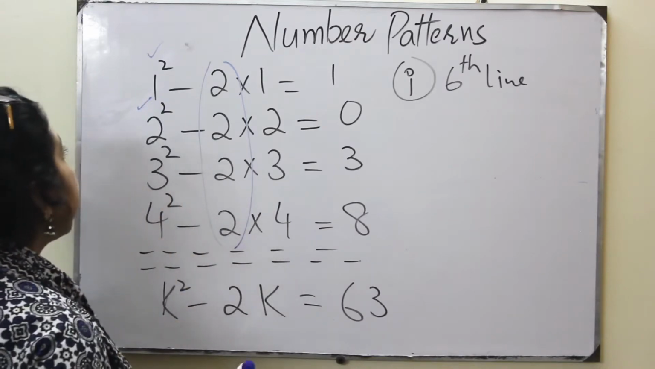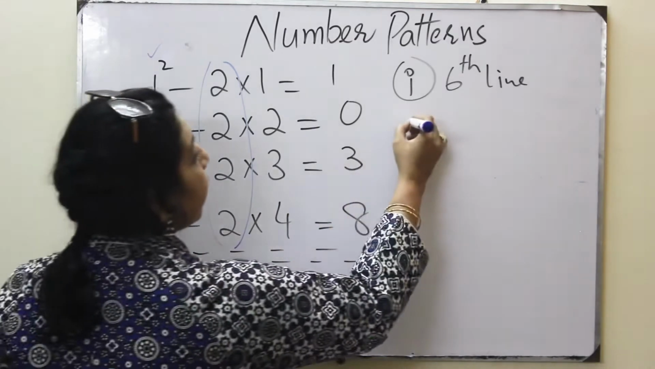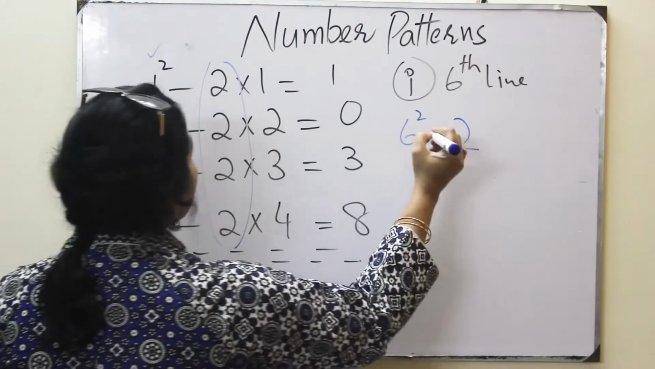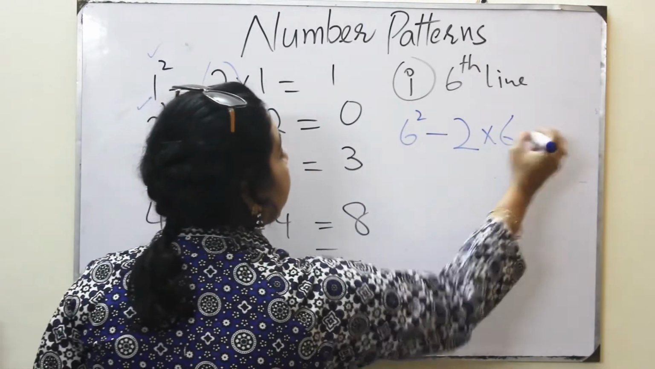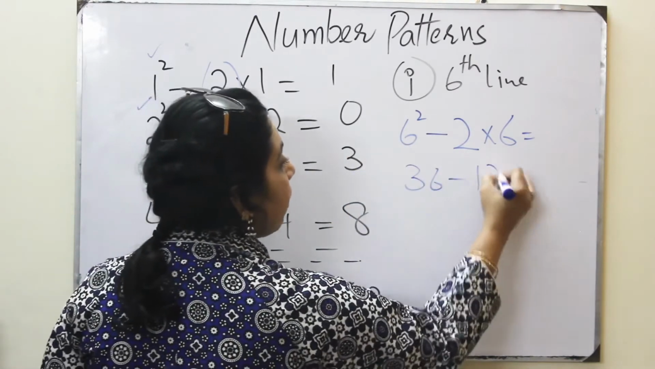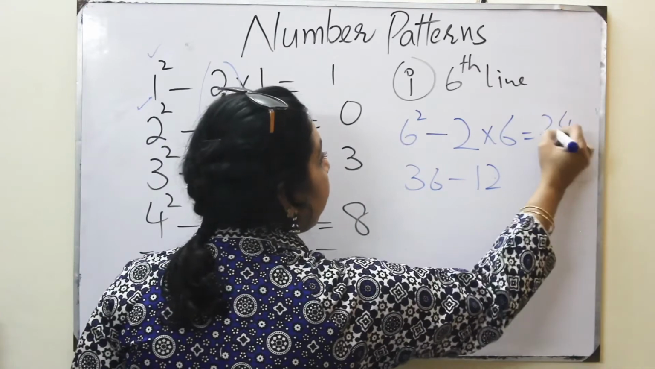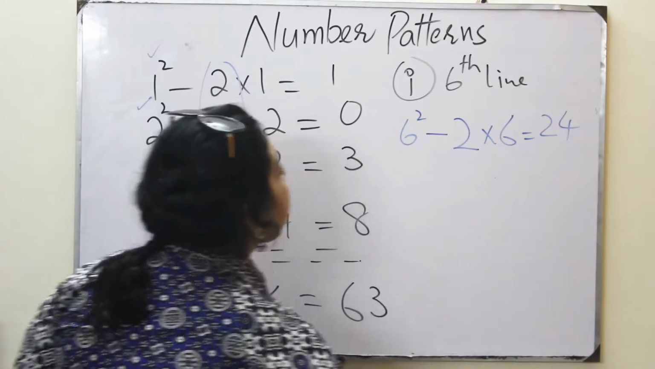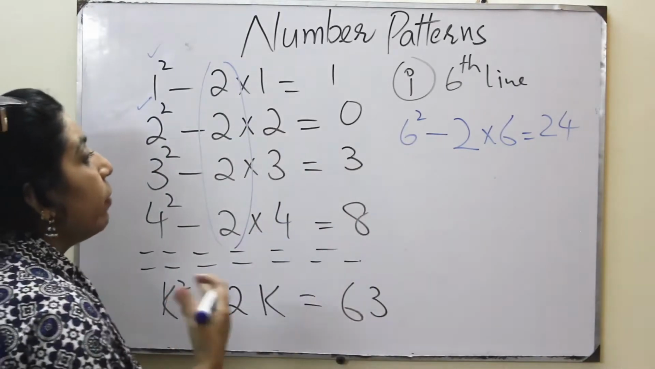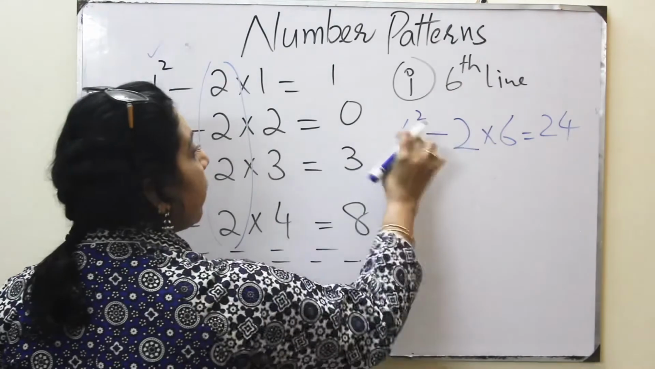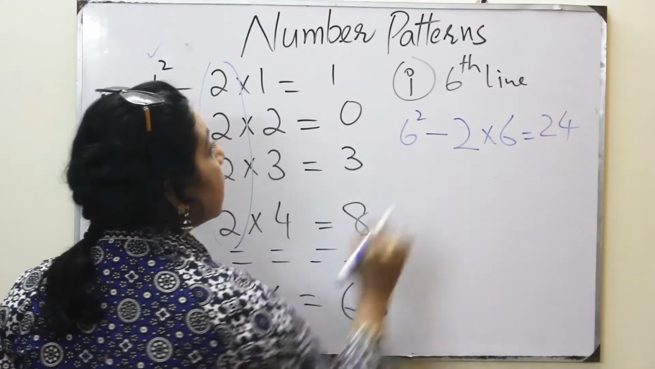So when we take the sixth line, we shall definitely start with 6 square and subtract the same 2 multiplied by 6. When we find the answer, 6 square is 36 minus 12 and our answer will be 24. Now we have to find the value of k. Similarly we can find the 7th line, 8th line or even any line by taking the square of the line number and subtracting twice the same number.